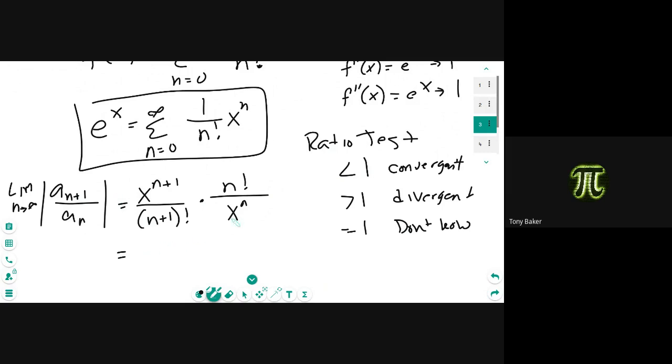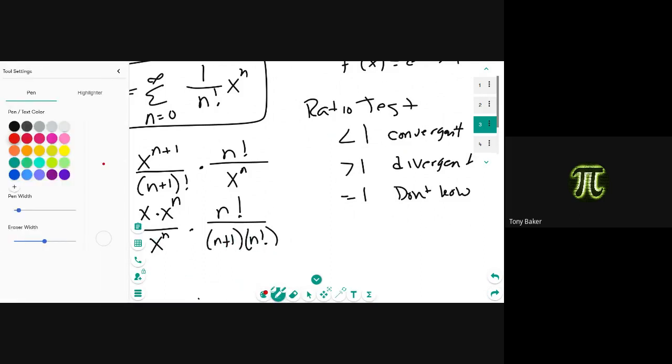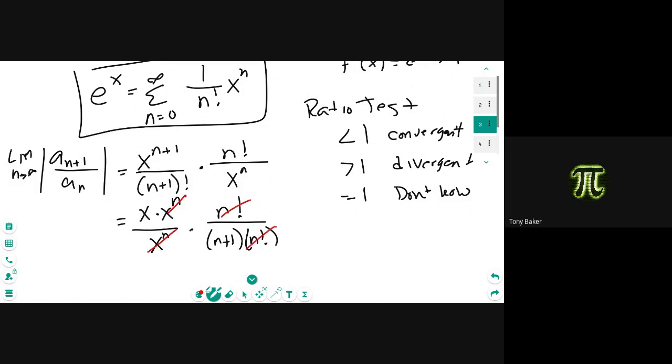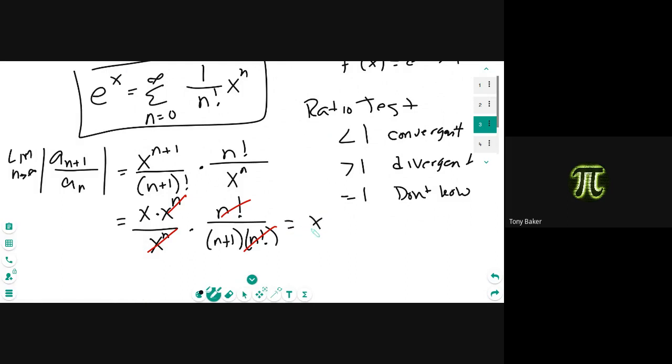So remember, we can move these, put the factorials together, put the other ones together. So x to the n plus 1, I can rewrite as what? Right, x to the n, x times x to the n. N plus 1 factorial, I can rewrite as what? And then n factorial. Which means I can cancel that out. I can cancel that out. So this ends up equaling x over n plus 1.